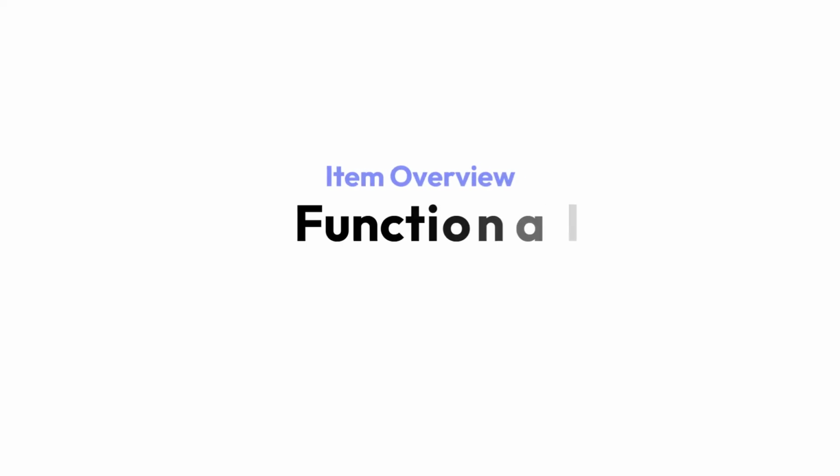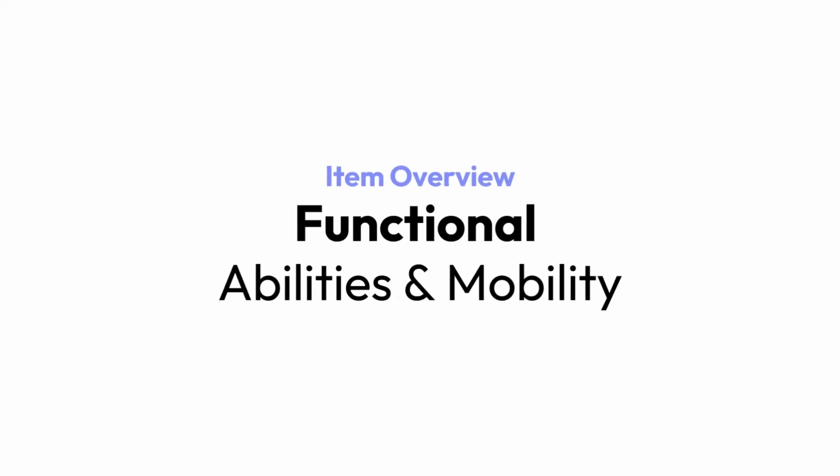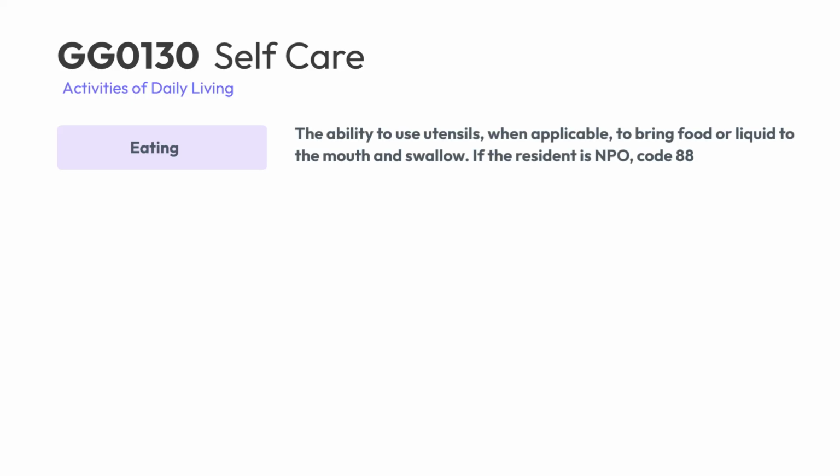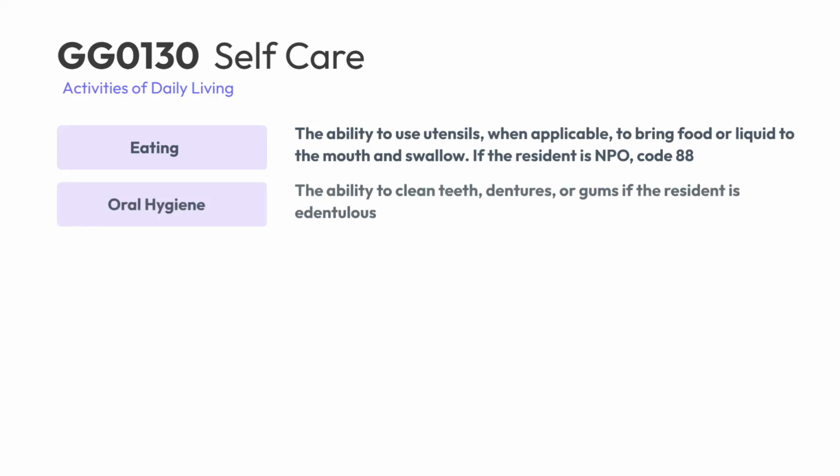Lastly, we'll conclude our video with a brief overview of the activities that make up our functional abilities and mobility item sets. GG0130 Self-Care provides a list of common activities related to daily living. In this section, we'll be applying our coding knowledge to determine the resident's usual performance in the following tasks. Eating measures the ability to use utensils, when applicable, to bring food or liquid to the mouth and swallow. If the resident is NPO, code 88. Oral hygiene measures the ability to clean teeth, dentures, or gums if the resident is edentulous.